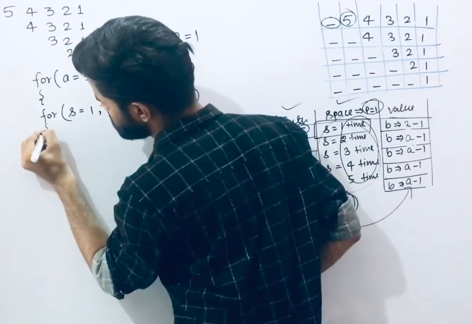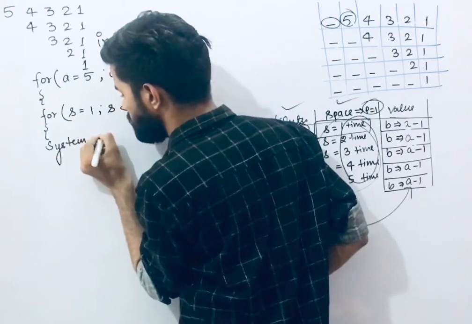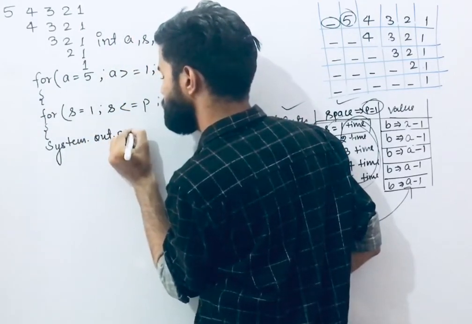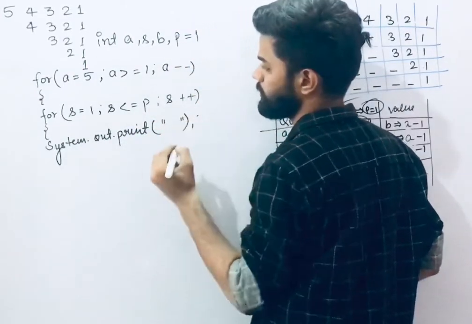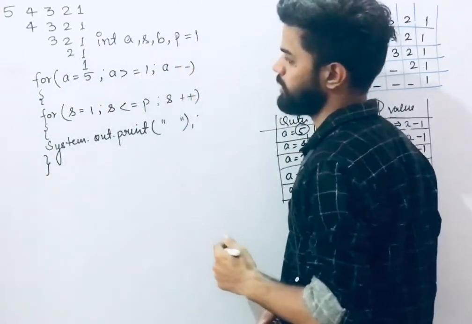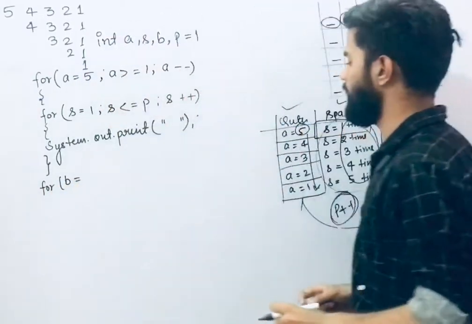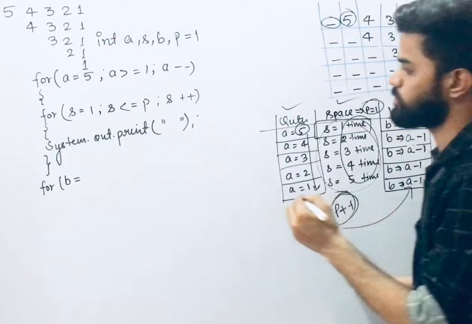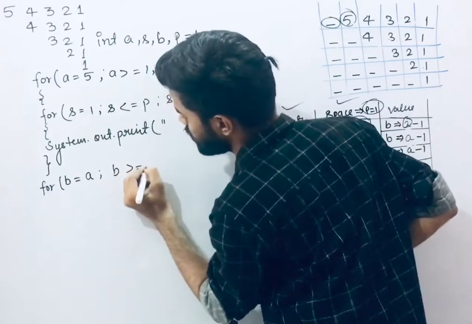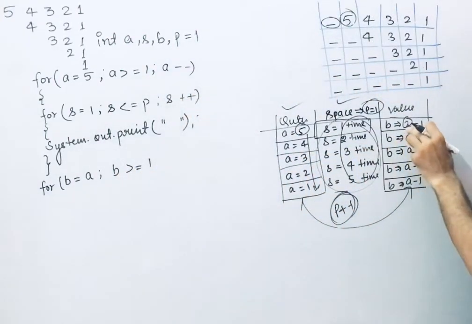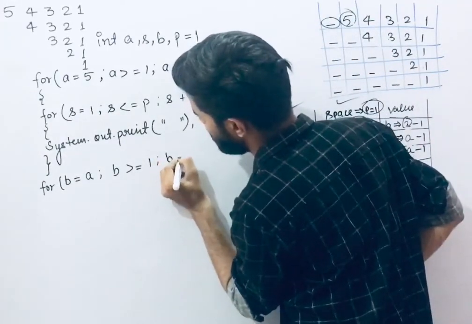Now we need to print space. So we write here system dot out dot print, and then a space, and this loop closes. Now we write another loop, for b equals, and the value of b starts with a, so we write here a, and then b is greater than or equal to 1, because we need to run it till 1: 5 to 1, 4 to 1, 3 to 1, 2 to 1, 1 to 1, and then always b minus minus.